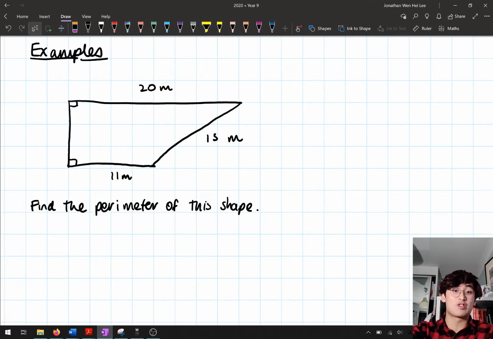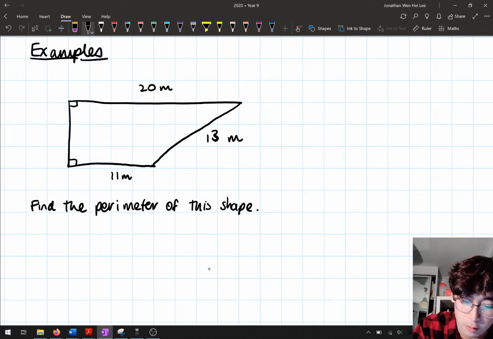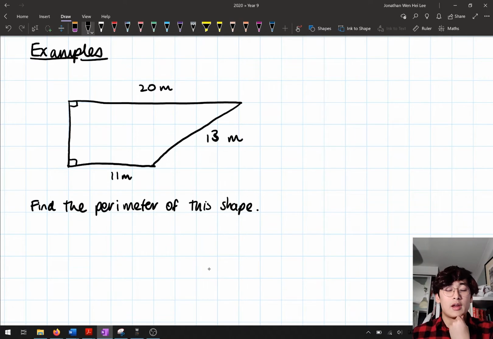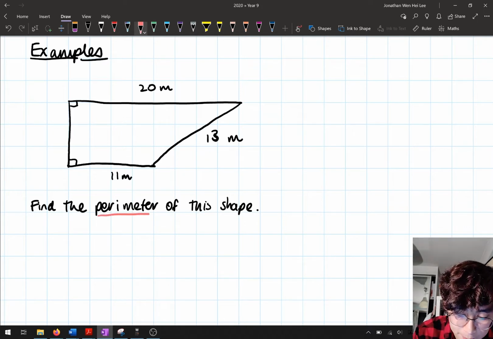So here we've got this shape, this trapezium. We've got the three sides, 20 meters, 11 meters, and 13 meters. Let me just rewrite 13 a little bit better. There we go. The question asks us to find the perimeter of the shape.